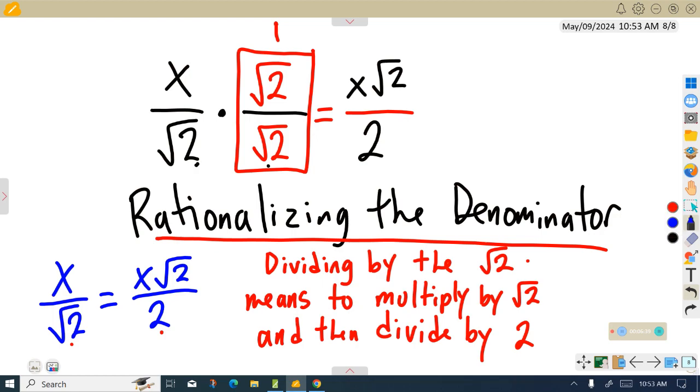So, we can see this symbolically, right? To take x and divide it by root 2 is the same thing as multiplying by root 2 and then dividing by 2. So this technique is going to help us solve these problems faster, but it is kind of a big idea, all right? But it'll be helping us on all of them.